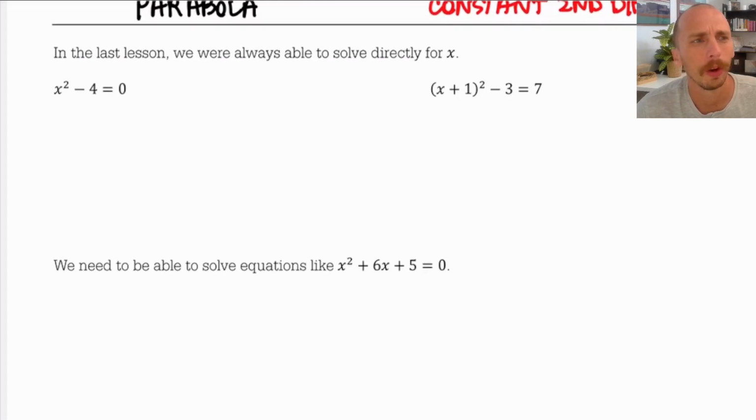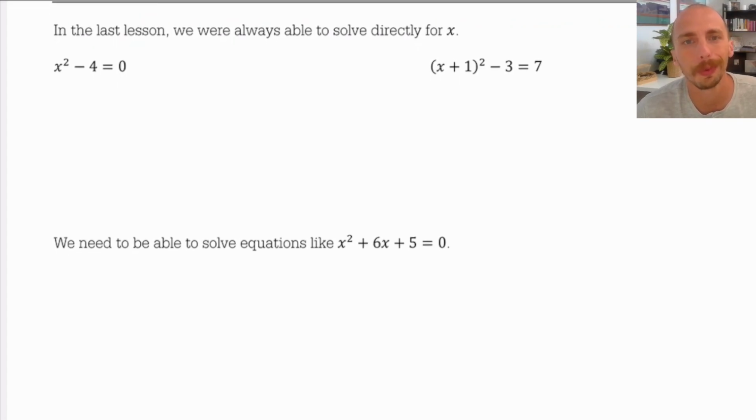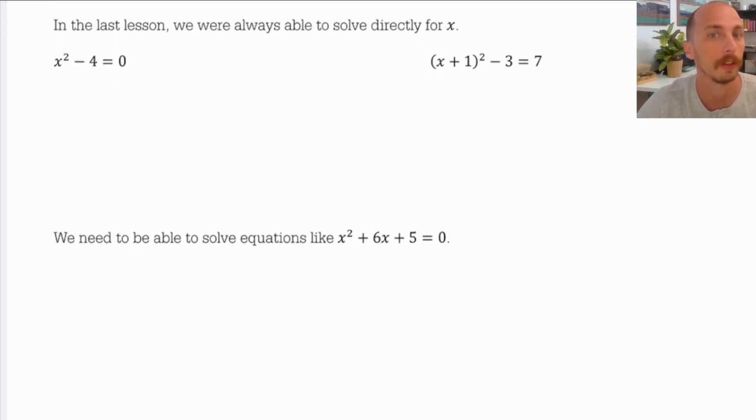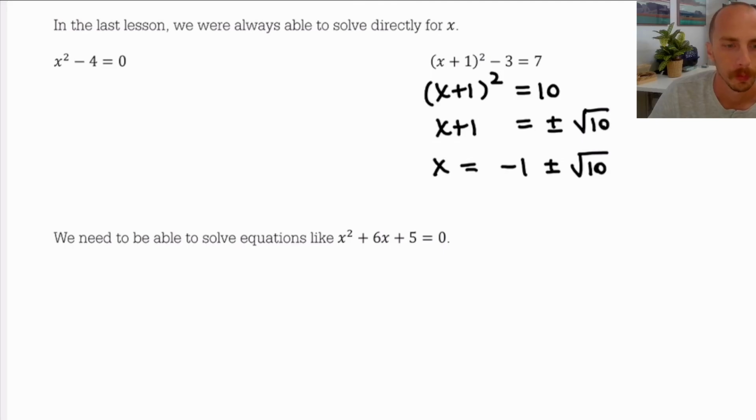So in the last unit, in the last lesson, we were always able to directly solve for x by just doing the same thing to both sides of the equation, right? With x squared minus 4 equals 0, we solved that one. We added 4 to both sides and then took the square root of both sides, and we got plus or minus 2. I'll just copy in the work for the next one.